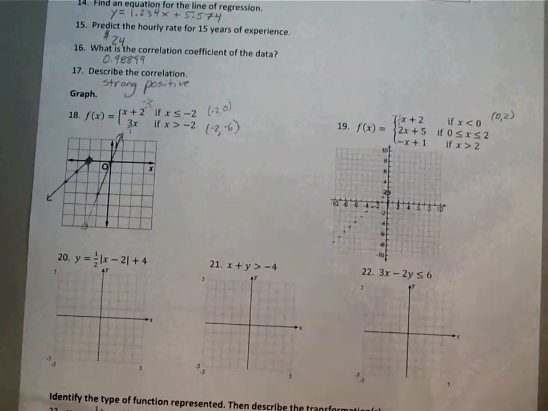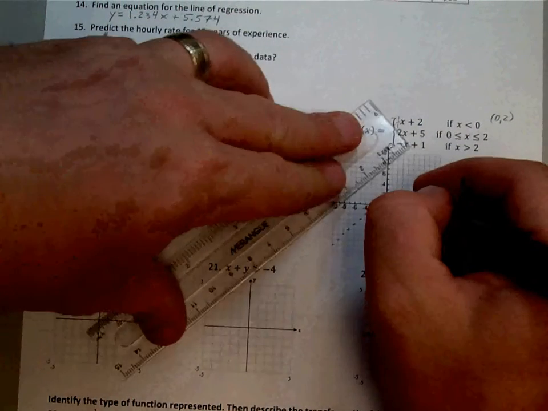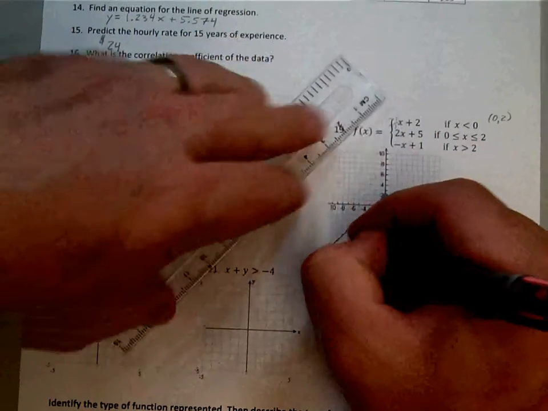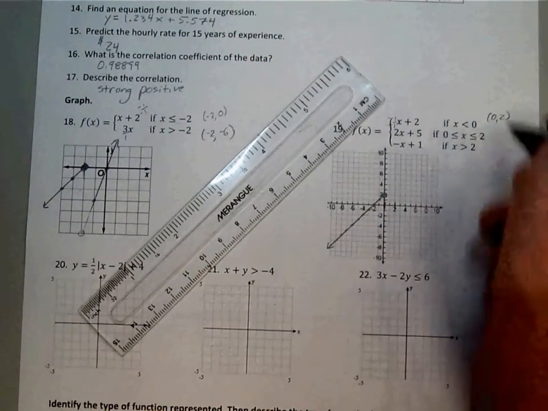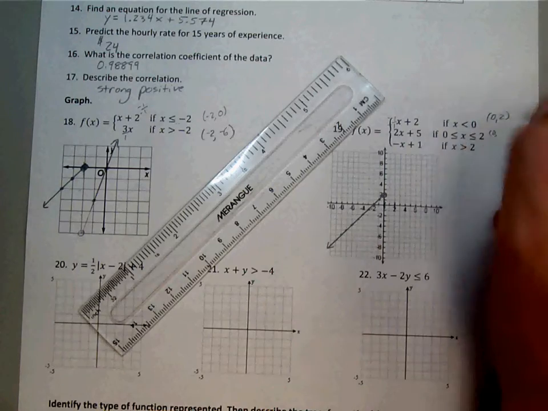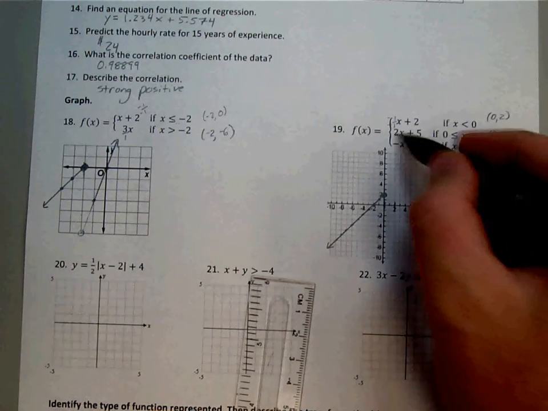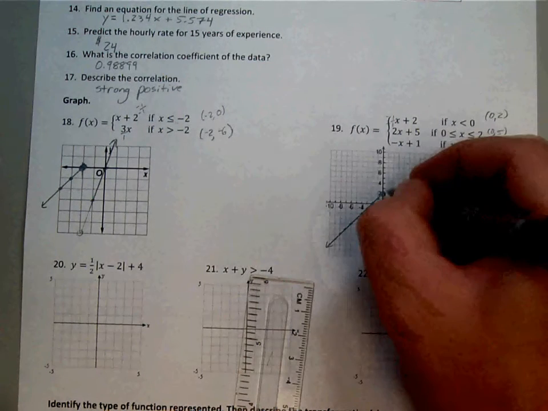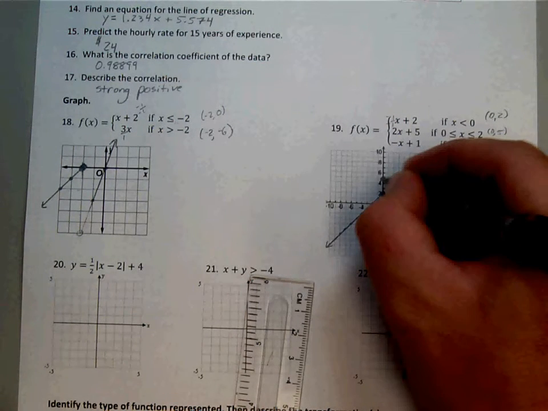So I have that open circle, and then everything to the left of that is graphed. Then I'm going to plug in 0 on my second equation. 2 times 0 plus 5 is 5. So 0, 5. This one's a closed circle. So put 0, 5, put a closed circle.